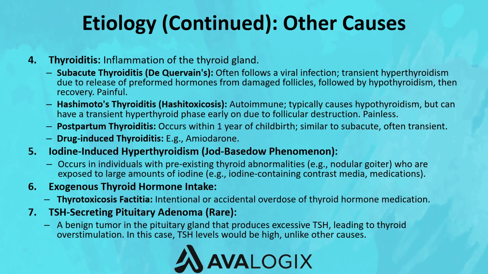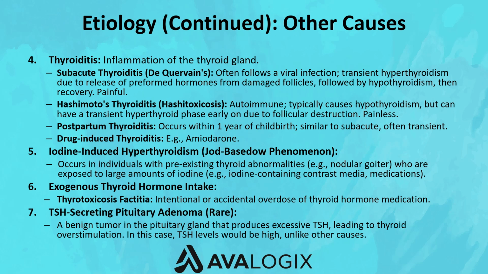Moving on to other causes, some cases of hyperthyroidism aren't due to overproduction, but rather due to hormone leakage from the gland. Subacute thyroiditis, for instance, is often triggered by a viral infection. It causes inflammation and the release of preformed hormones. It's painful and usually self-limiting.